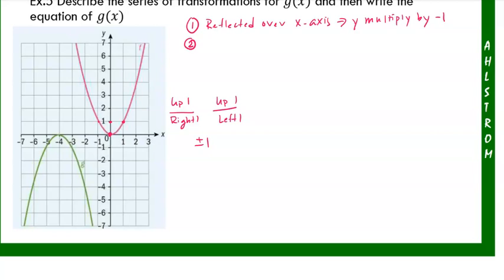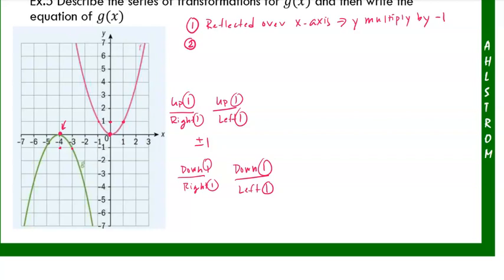If I look in that same regard at this vertex and I look at that first point, down 1 and to the right 1, or down 1 and to the left 1. We know it reflected over the x-axis, so it's going to be a down movement. But if you notice, the scale factor did not change at all, it's all 1s. So there's not going to be a dilation.